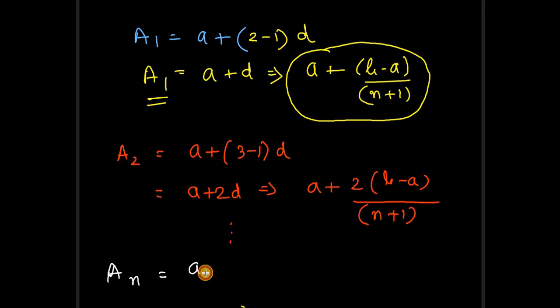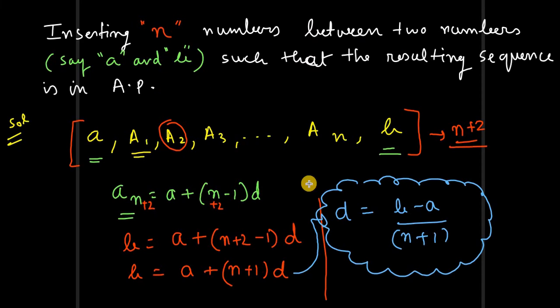That will be A plus. One thing to be noted over here is that An is the n plus 1th element, because this is the first element, this is the second, third, fourth. So as we can see, A1 is the second element, A2 is the third element, A3 is the fourth element. So we can say that An is the n plus 1th element of the sequence.